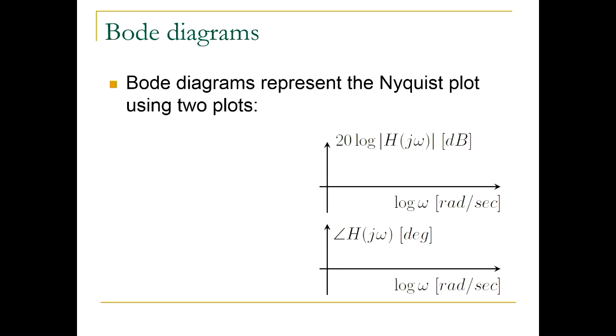So what are they? Well, they are two diagrams rather than one. What I will plot is 20 log of the magnitude of H of j omega. And by the way, the unit that we measure this object with is decibels. And it's versus the logarithm of omega on the x-axis. And then here we have the phase of H of j omega versus the logarithm of omega. Omega is measured in radians per second, and the phase is measured in degrees, usually.